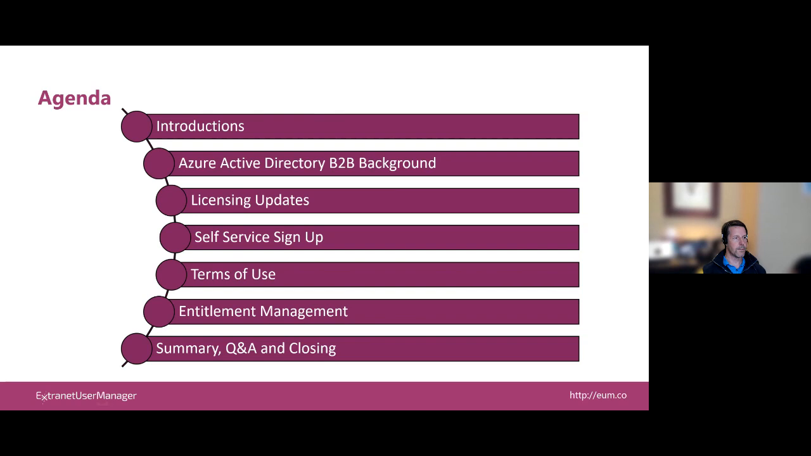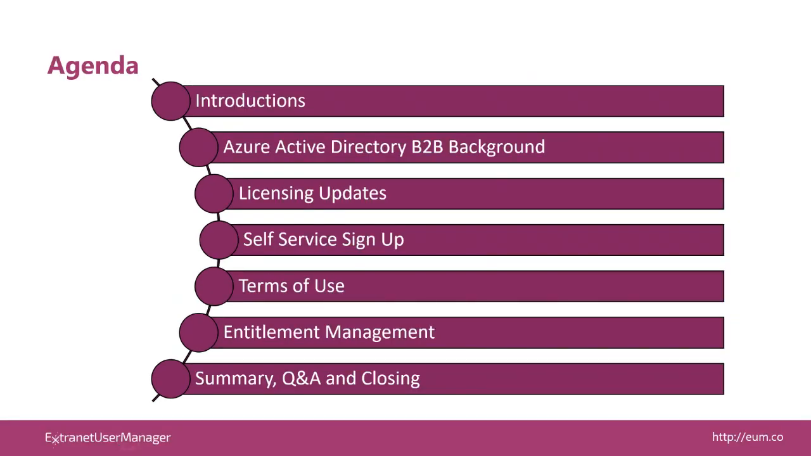I am going to drop my camera off here now, just so you've got a better view of the screen as we go through. As I mentioned, we're going to start with a quick background level set on Azure AD B2B, business to business. We'll talk about some changes from a licensing perspective that Microsoft has made. Microsoft never makes the licensing easy, but I think they've actually made it easier in this scenario.